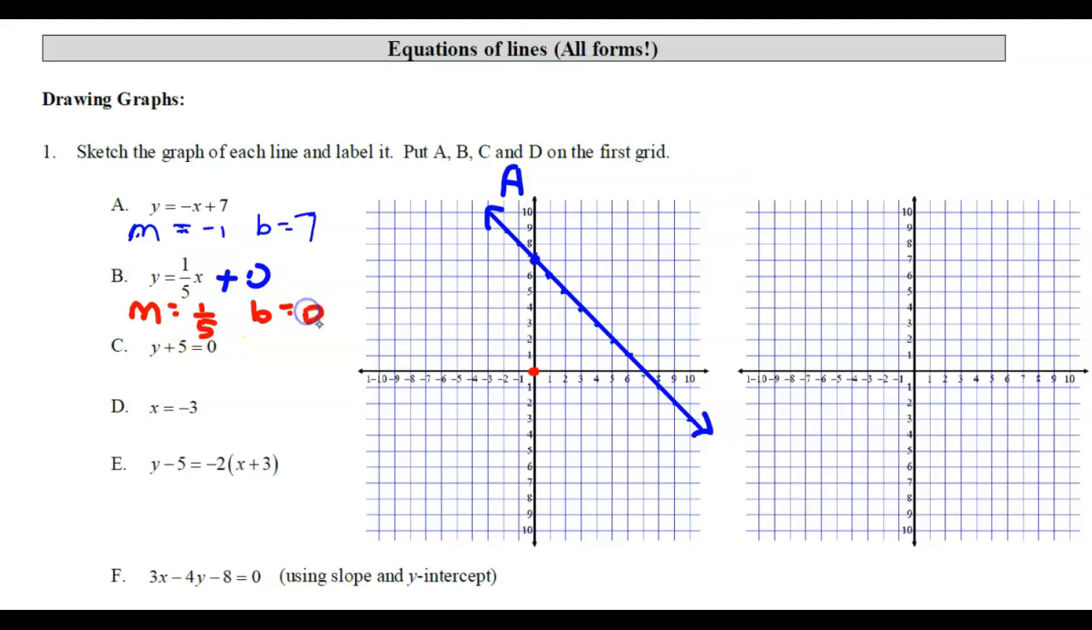So now we go up 1 to the right 5, up 1 to the right 5, or we can go down 1 to the left 5. Remember, -1 over -5 is 1/5 positive. So down 1 to the left 5. Okay, join those up.